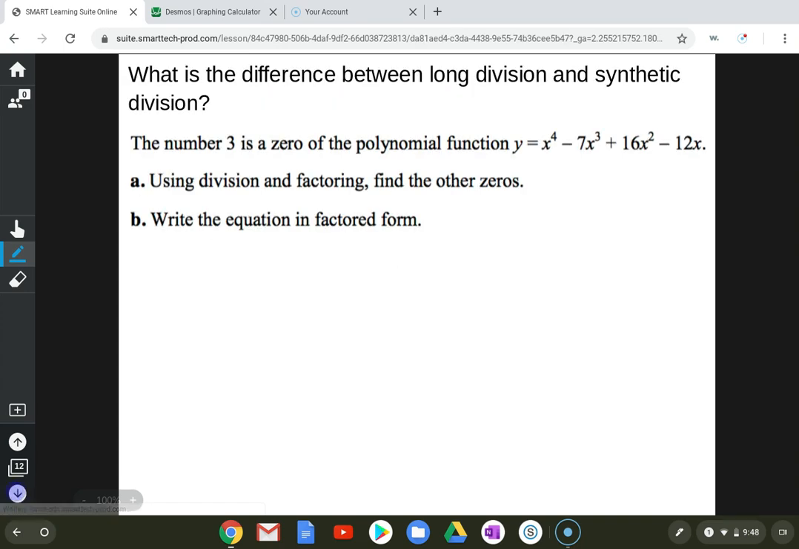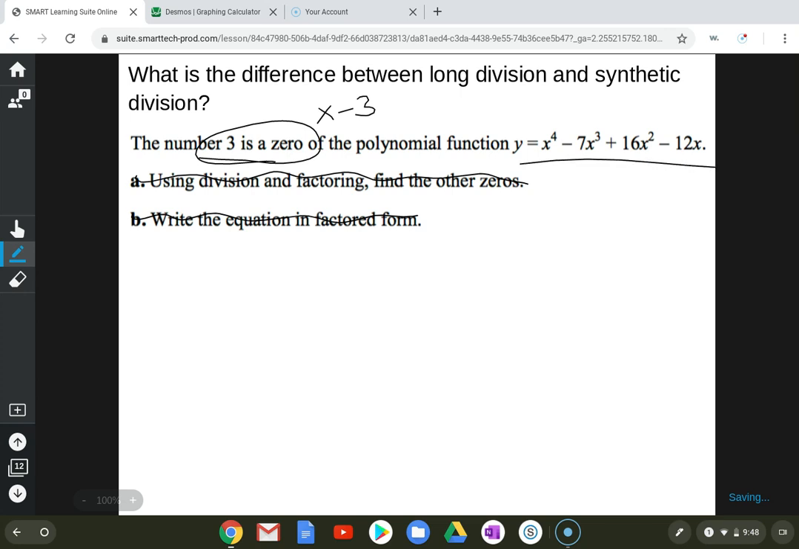Okay, we don't need another screen for that. We're good. Okay, what is the difference between long and synthetic division? We're going to do the exact same problem again, but I'm just going to show you long division just for the heck of it. I'm just going to divide our factor of x minus 3. I'm going to divide this by x minus 3, but I'm going to do it using long division so that you can understand what the difference is.